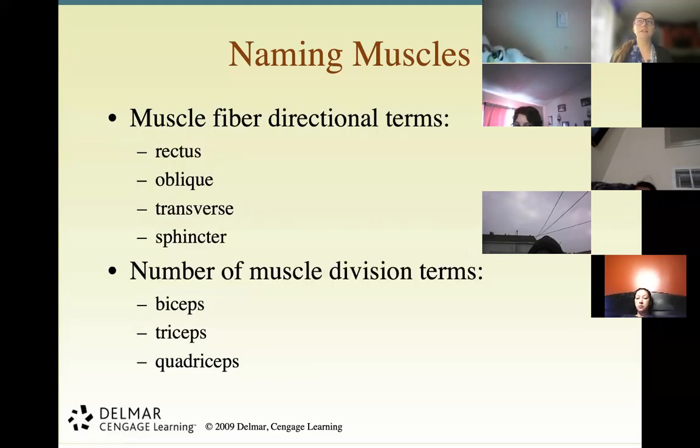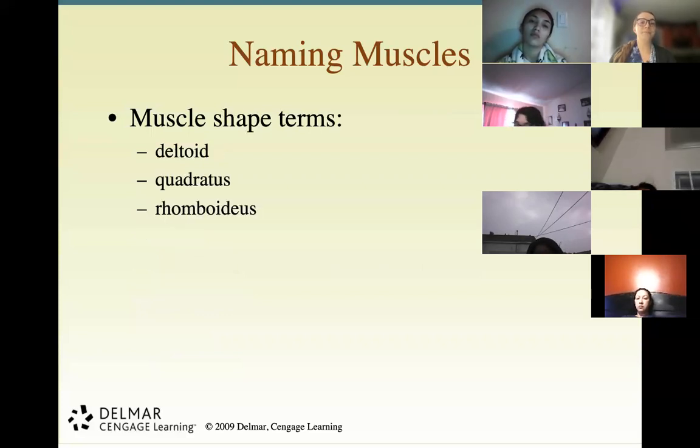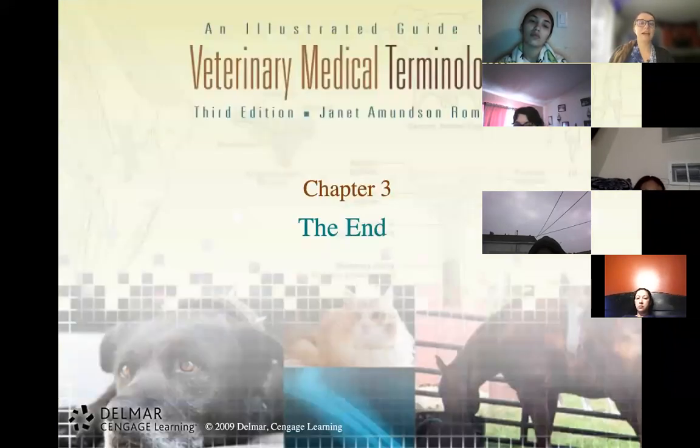For being a vet assistant, you really just need to know general anatomy and where these structures are. It is important to see these names and have some type of an understanding, but you don't have to know exactly what it means. You'll learn that in a more advanced anatomy course. Some more shapes: we have the deltoid, the quadratus, the rhomboideus. And that's going to be it.